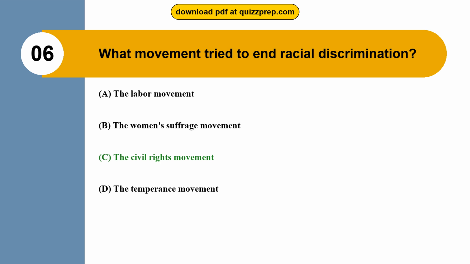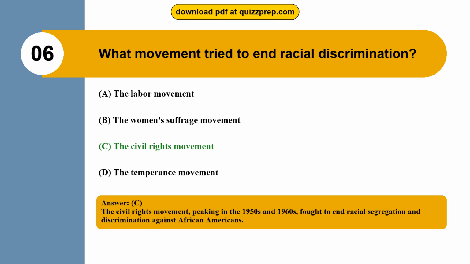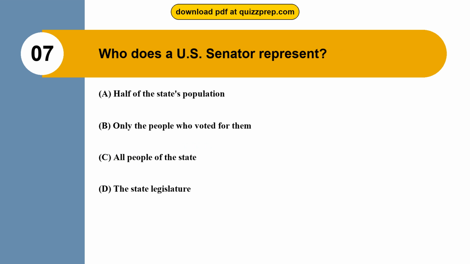The civil rights movement. The civil rights movement, peaking in the 1950s and 1960s, fought to end racial segregation and discrimination against African Americans.